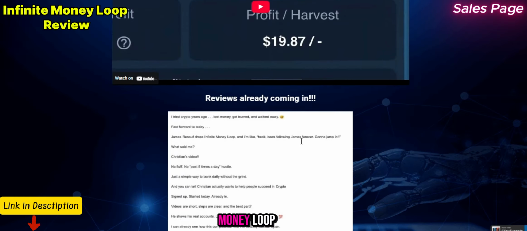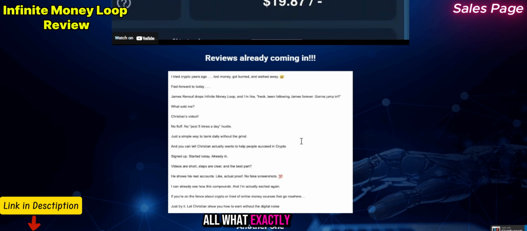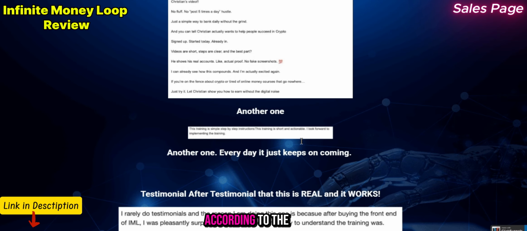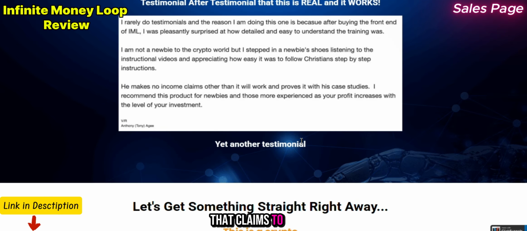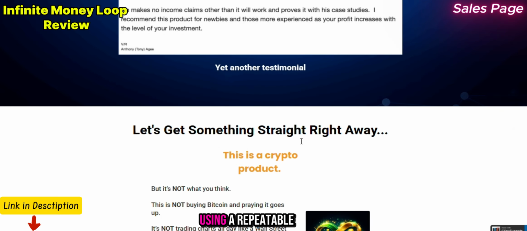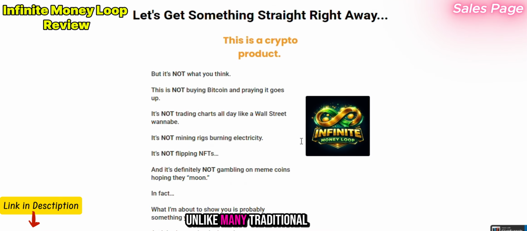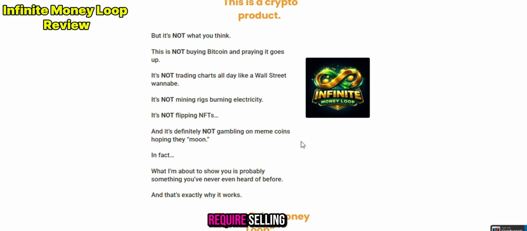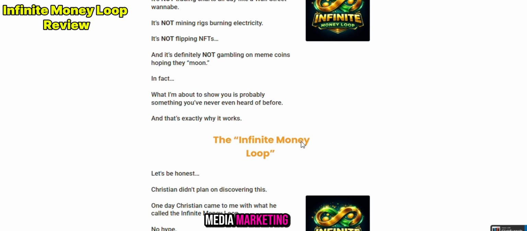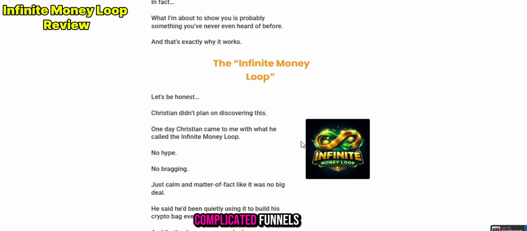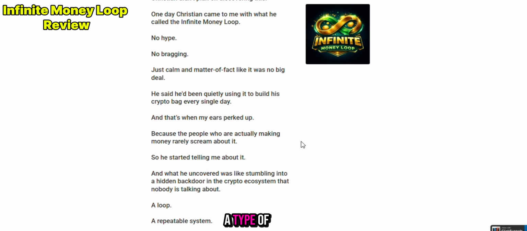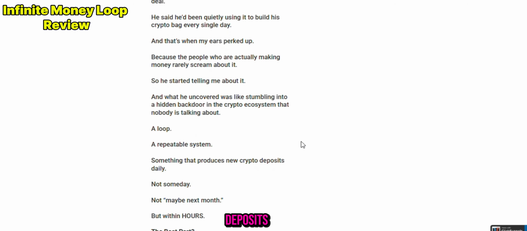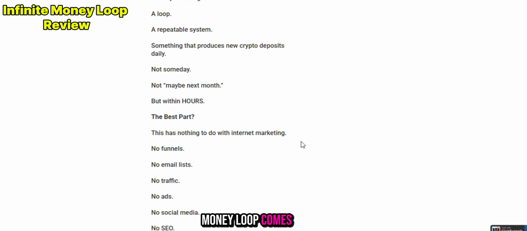What is Infinite Money Loop? So, first of all, what exactly is Infinite Money Loop? According to the creators, Infinite Money Loop is a crypto-based opportunity system that claims to allow users to generate crypto deposits using a repeatable process. Unlike many traditional online income methods, this system is marketed as something that does not require selling, paid ads, social media marketing, email lists, or complicated funnels. The creators claim that once the system is set up, it can create a type of loop that continues generating crypto deposits, which is where the name Infinite Money Loop comes from.